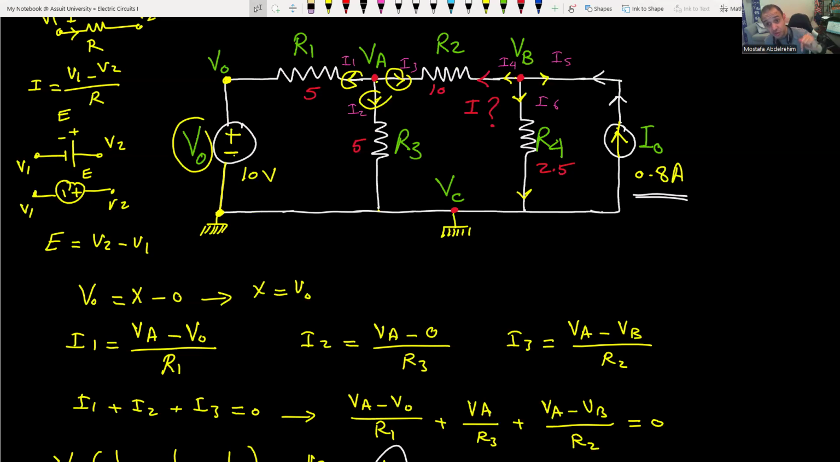So that's what I'm going to do. In the next video, I'm going to solve the same exact circuit, but using the fundamentals, Ohm's law and Kirchhoff's law.